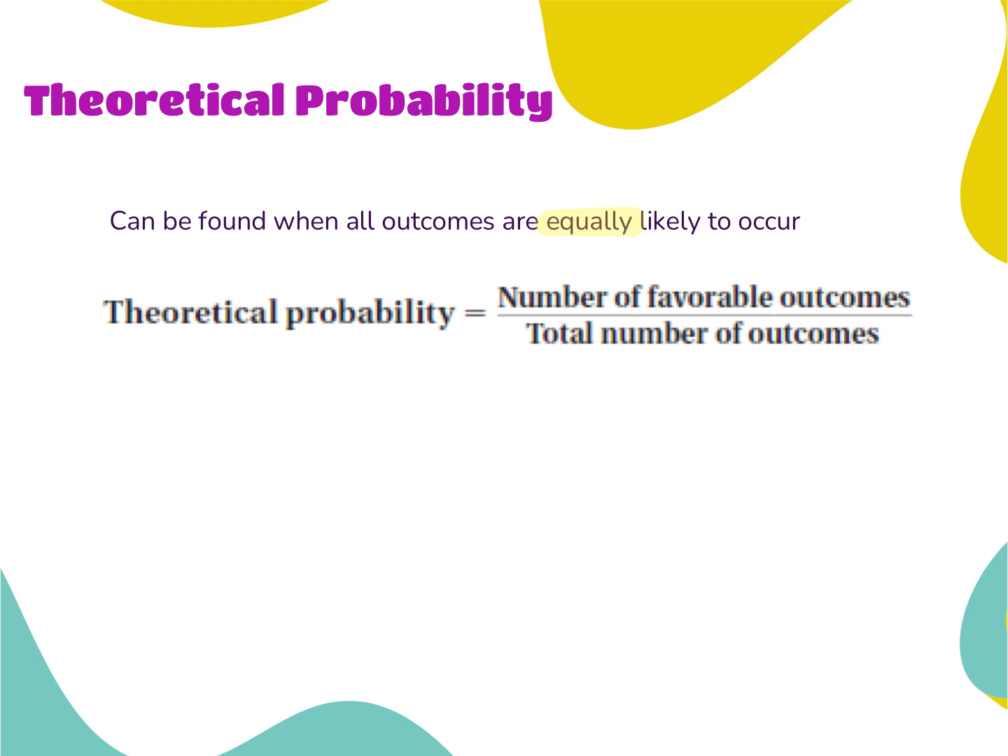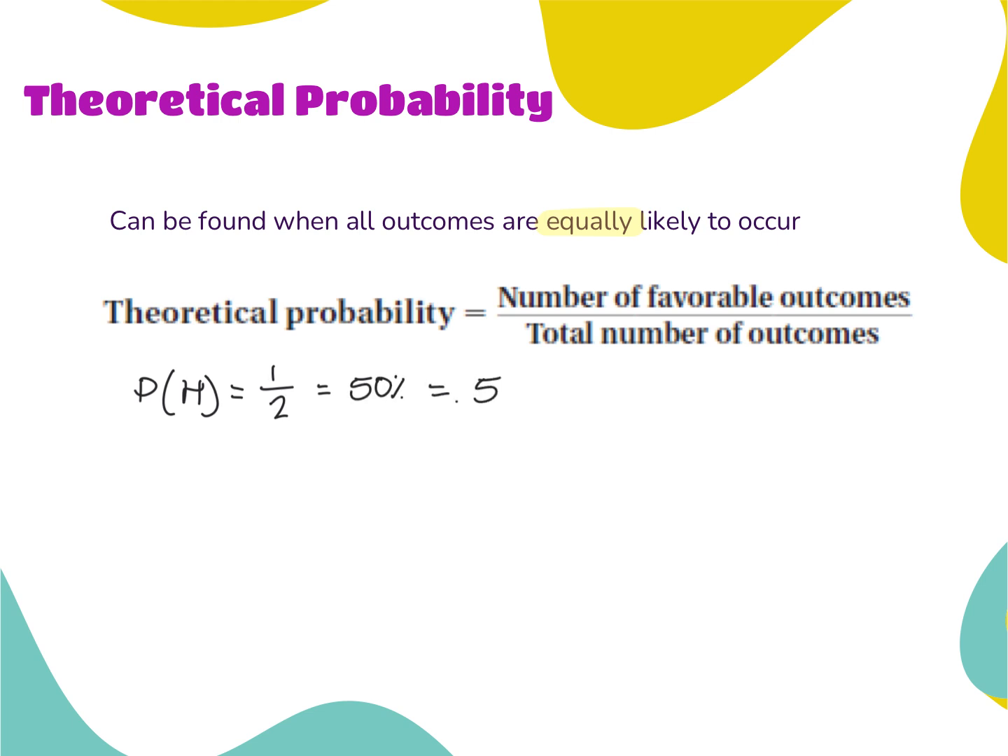So, looking at this, theoretical probability equals the number of favorable outcomes to the total number of outcomes. So again, let's just say we're flipping a coin. The probability of it landing on heads is 1 out of the total number of outcomes. There are 2 outcomes here, heads and tails. So this one would be 50% or 0.5.